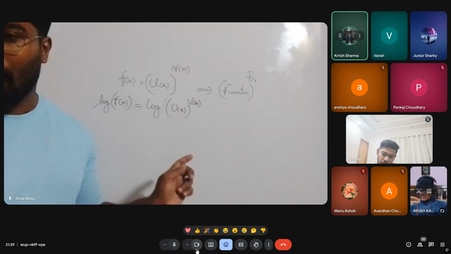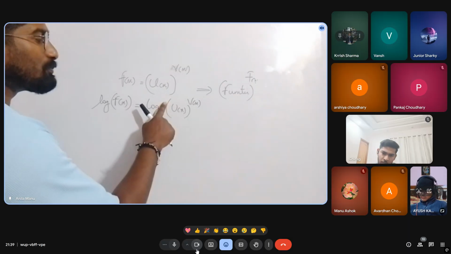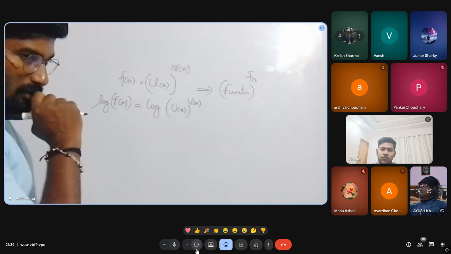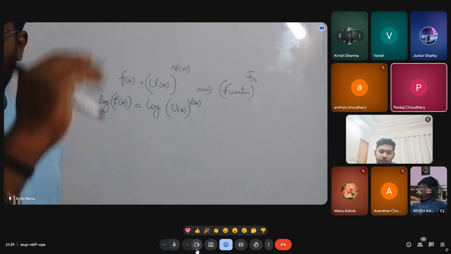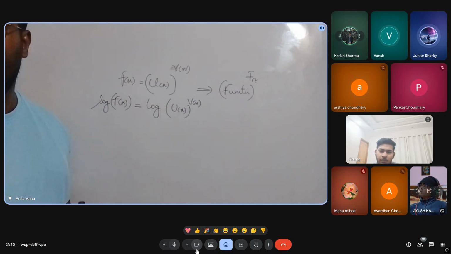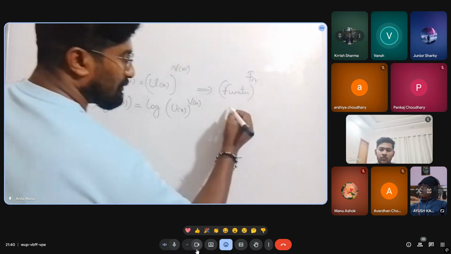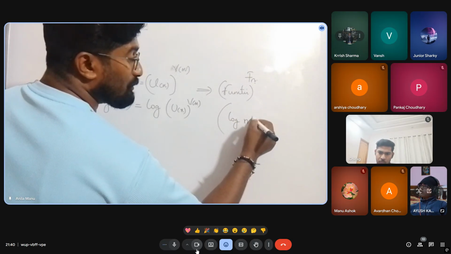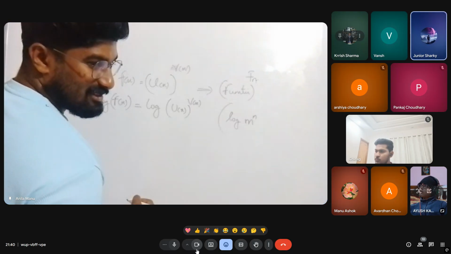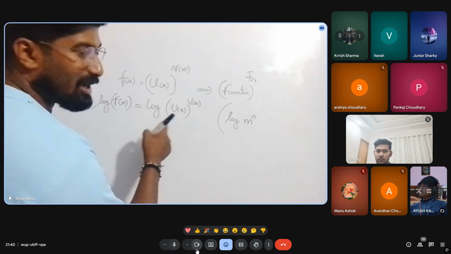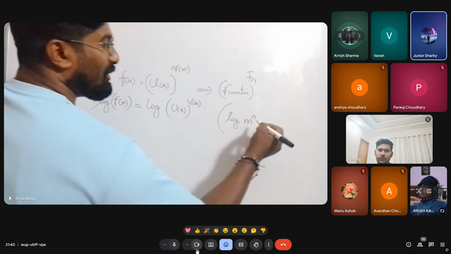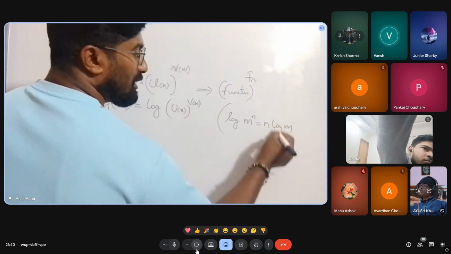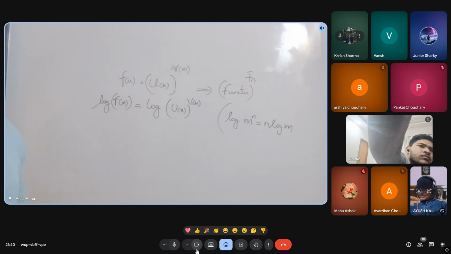Now, which property of logarithm can you see here? We have studied some properties, right? Three general log properties and two base change formulas. Log m raised to n form, right? Log m raised to n is n log m.